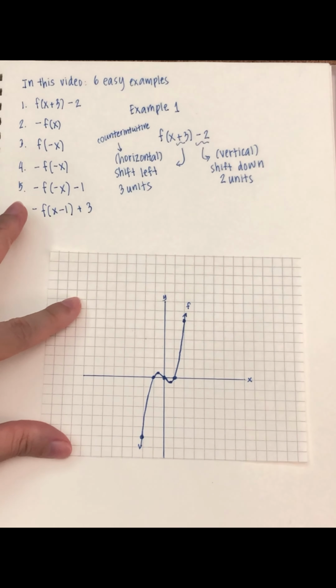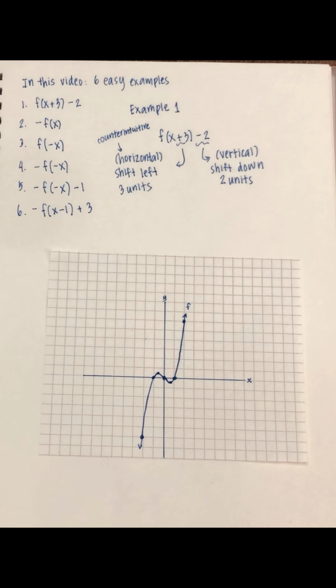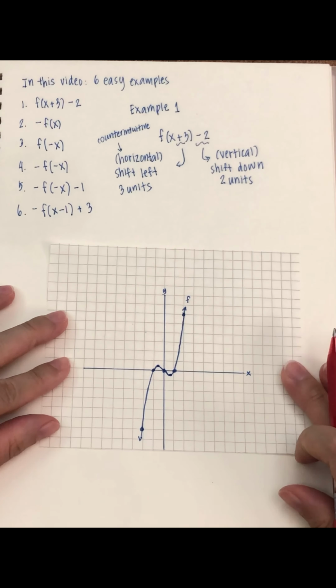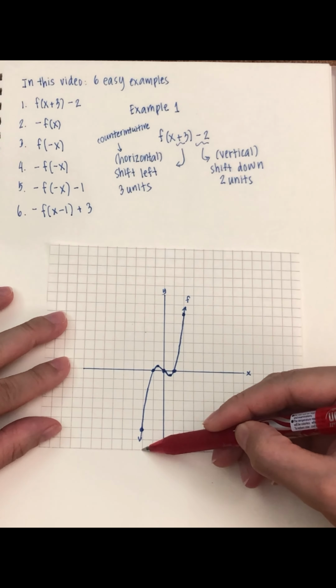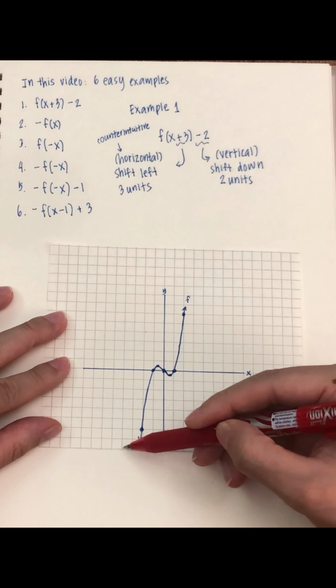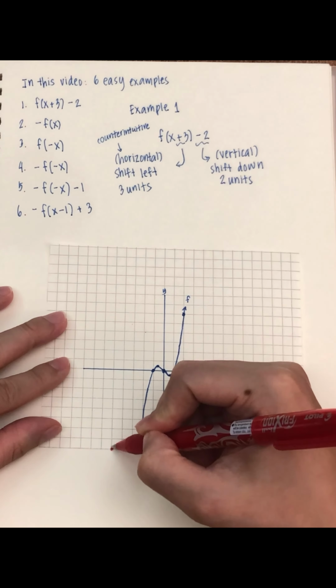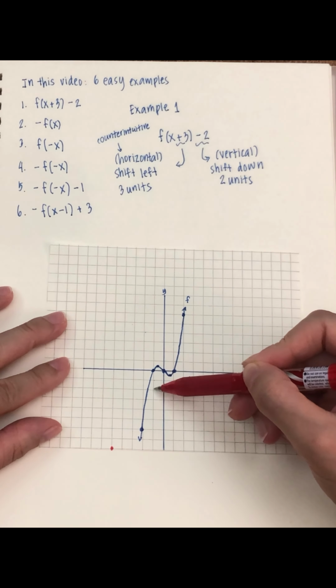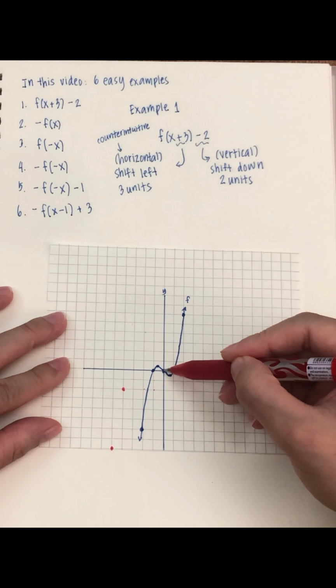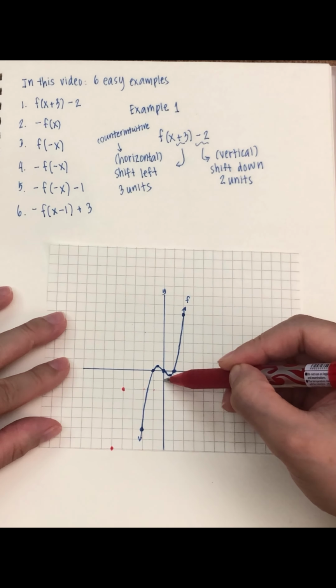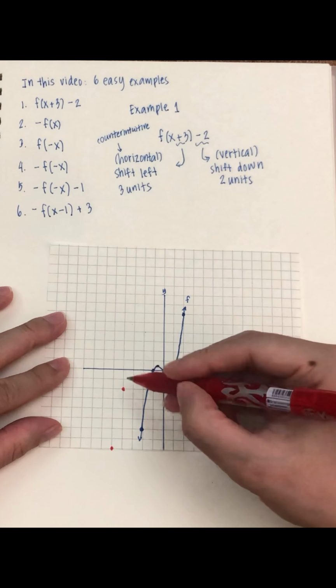Here is the graph of f of x. I've marked some of the points on the original graph. In order to graph the transformations, we will move each point one by one, starting with this point down 2 units and left 3 units. This point also moves down 2 and left 3. Do the same for all the points and you will have drawn the transformed graph.